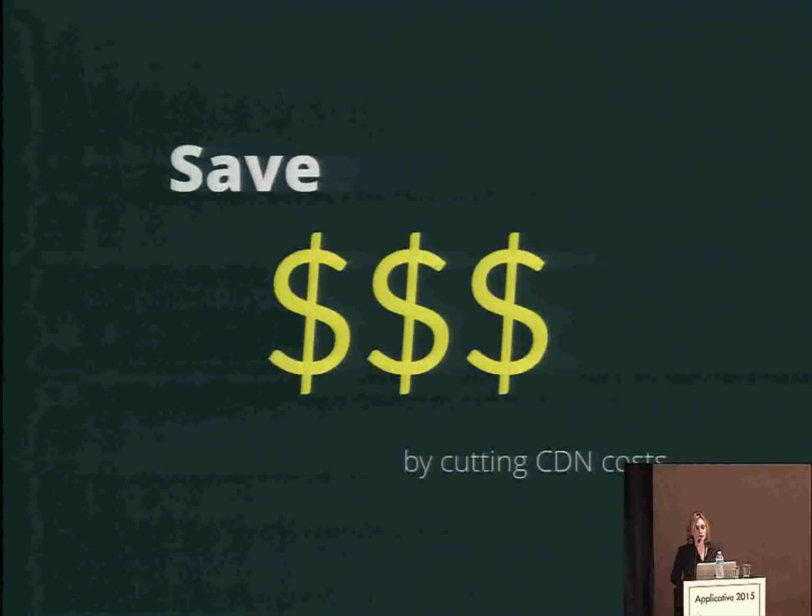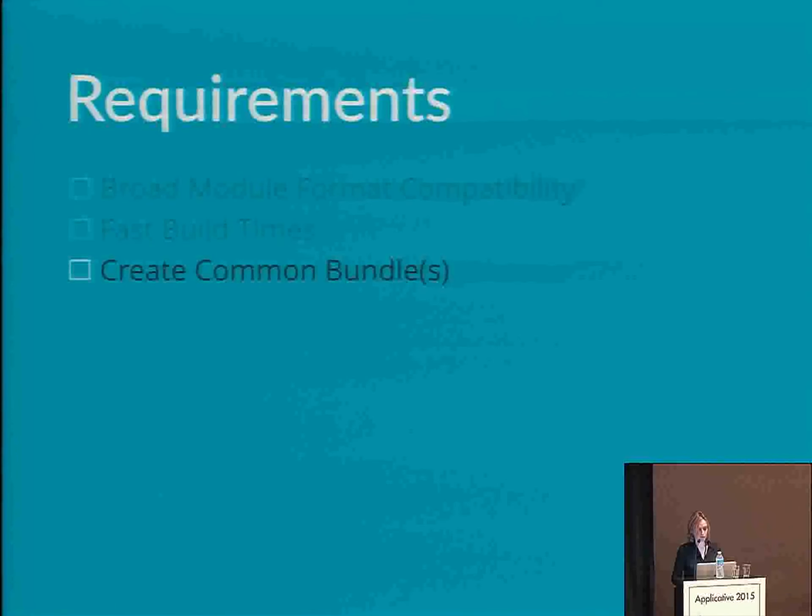you are also going to save money because you're paying for the CDN. If you are uploading bigger files that all have the same code, you're going to pay more, because you are uploading bigger files and your users are going to download bigger files. So by having this common bundle, you are going to cut your CDN cost. So it's a new item for our checklist. It needs to create common bundles, and if it could do that automatically, it would be great.